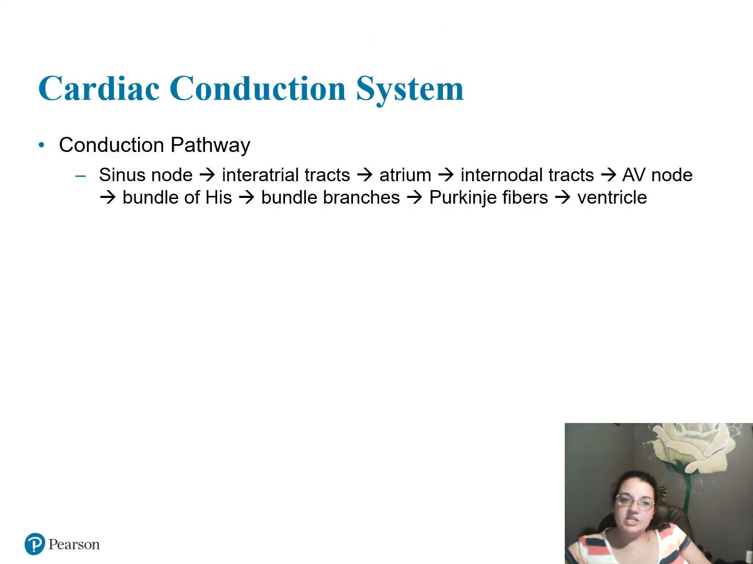So what is a conduction pathway? We're going to start at the sinus node. We're going to go to your interatrial tracts. So if I start in the right atrium, I need to get to the left atrium. How do I get there? I'm going to go through your interatrial tracts to the atrium, and then I need to get to the AV node, atrioventricular node, through your internodal tracts. There, I'm going to go to the bundle of His, and into right and left sides, your bundle branches, and I'm going to end at the Purkinje fibers by contracting my ventricles.